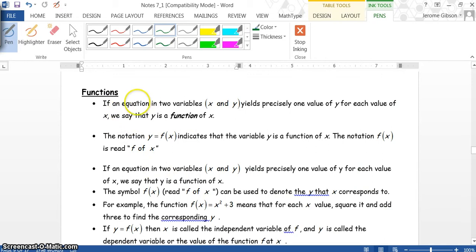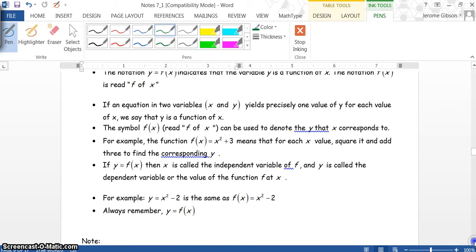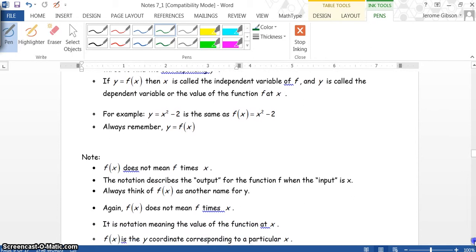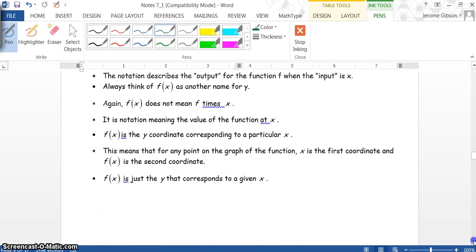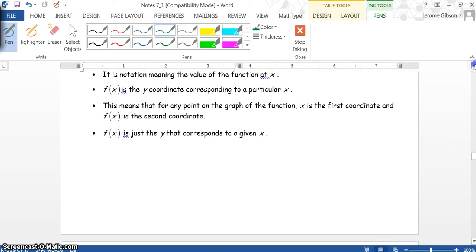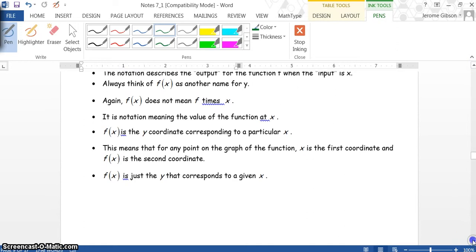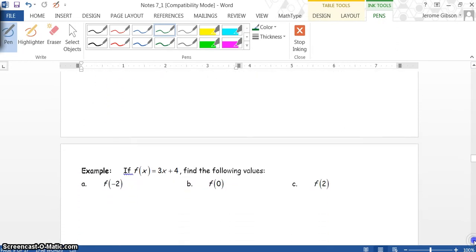Now we have a very good description of functions here. What I would suggest you do is read all of these bullet points at your leisure. We will be going over this and the accompanying examples that will follow on the next page. If you need to pause the video, you can, so you can read all of this. So now we go to the next page.